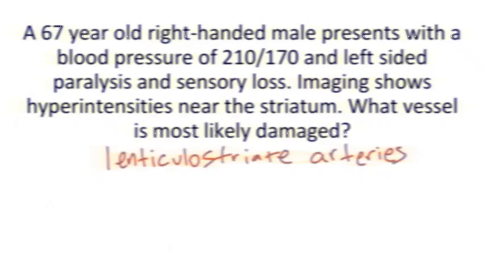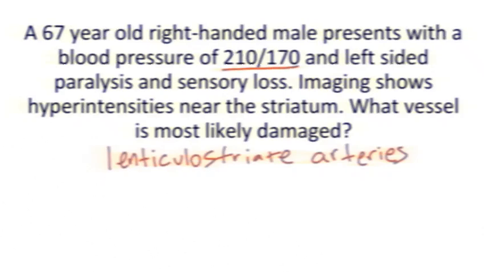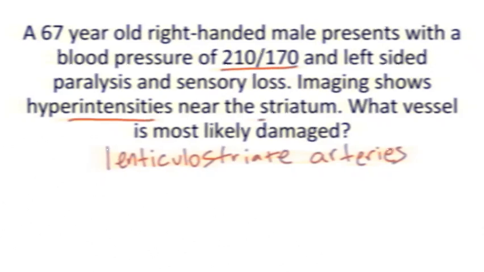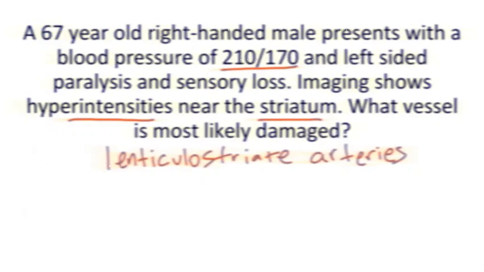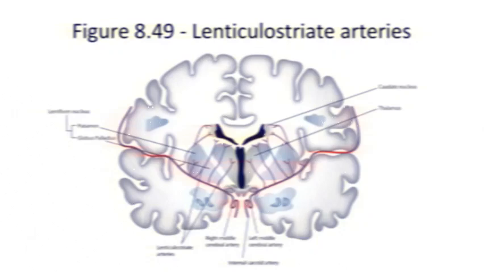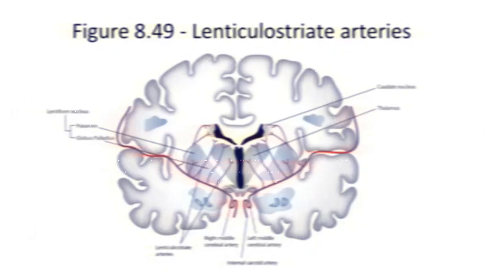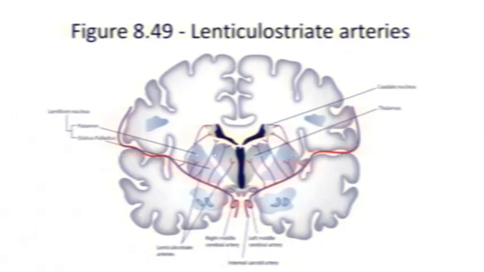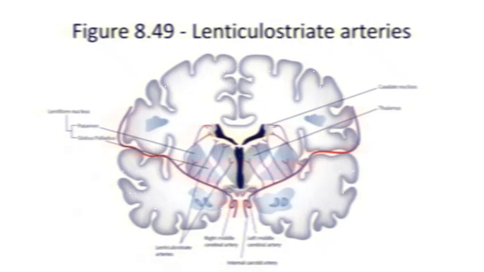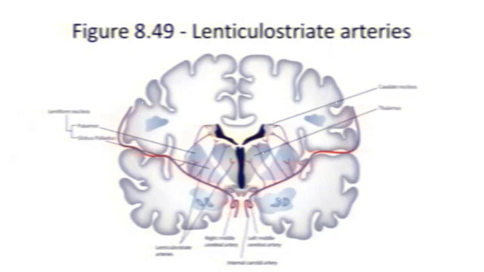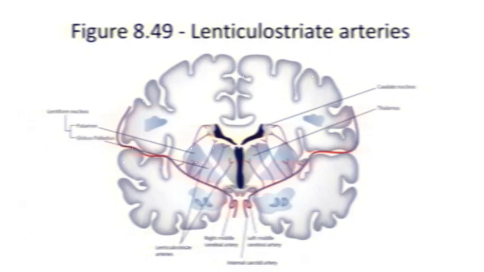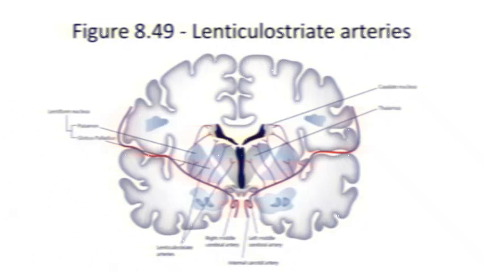So again, because this patient has an extremely high blood pressure, and we know that there are hyperintensities near the striatum, we can deduce that this patient most likely has damaged the lenticulostriate arteries. From figure 8.49, we can see that damage to the lenticulostriate arteries would result in ischemia to the internal capsule and basal ganglia. If the internal capsule becomes damaged, we'd expect the patient to develop contralateral paralysis and sensory deficits. This is because the corticospinal, corticobulbar, and corticothalamic tracts pass through the internal capsule and then decussate.